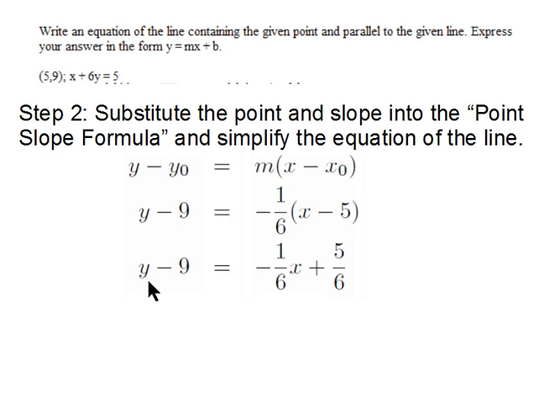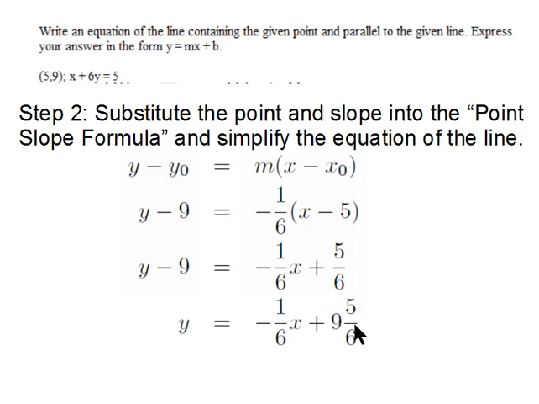Now, last step is going to be to get this minus 9 out of the way, so I have y equals something x plus something. So I add 9 to both sides. Adding 9 over here gets rid of that minus 9. Doesn't change the x term, but it does change this number term. 5/6 plus 9 is 9 and 5/6.